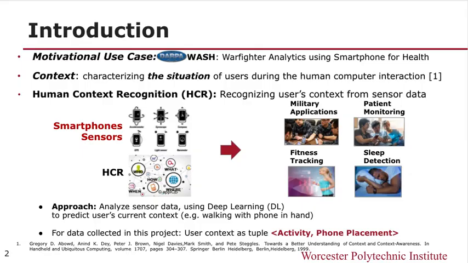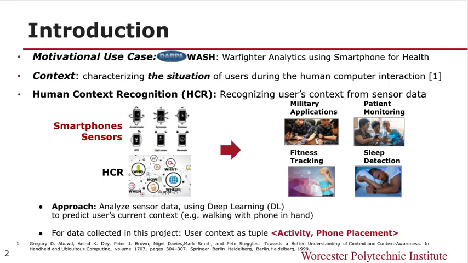First, we briefly introduce the topic. We focus on Human Context Recognition, HCR, using smartphone sensors, a part of an ongoing research project funded by DARPA concerning early detection of ailments through analyzing smartphone sensors.